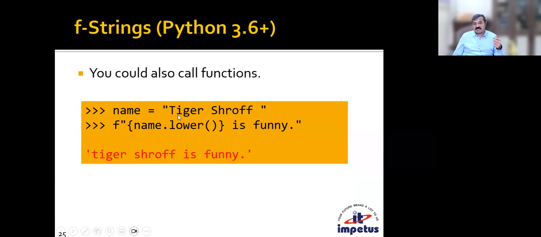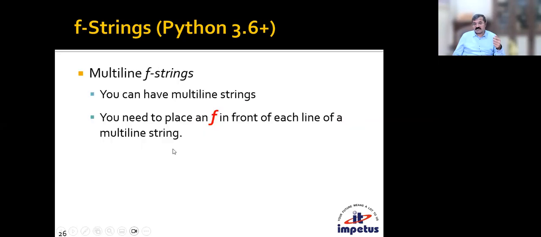You can also call functions. Like Tiger Shroff is a name. I say F name dot lower is funny. So tiger shroff is funny. Note T is small and S is small now. The entire word is funny.